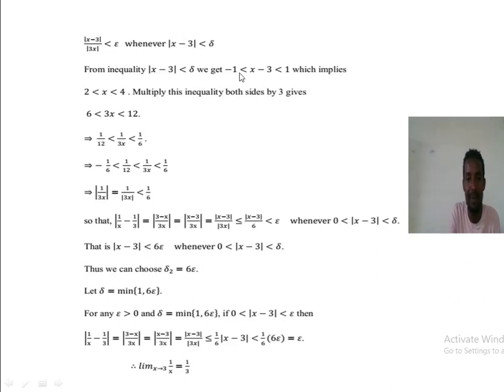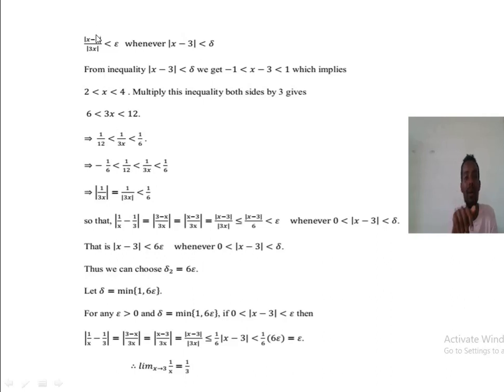we have the absolute value of x minus 3 is less than 1, then this is the same as minus 1 is less than x minus 3 less than 1, which implies that by adding 3 to both sides, minus 1 plus 3 less than x minus 3 plus 3 less than 1 plus 3, then we have 2 less than x less than 4. Again, since we have the term 3 times x, we multiply both sides by 3, so we have 3 times 2 less than 3 times x less than 3 times 4, then we have 6 is less than 3 times x less than 12.